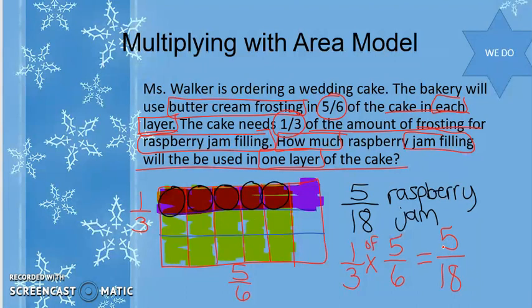We know that 5 is a prime number, which means its only factors are 1 and itself. So 5/18 is in simplest form. So 5 out of 18 parts of each layer is going to have the raspberry jam filling.